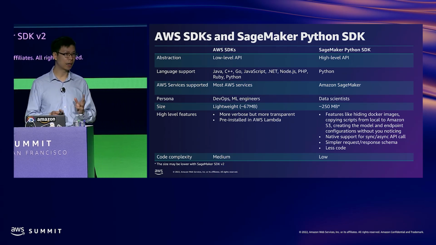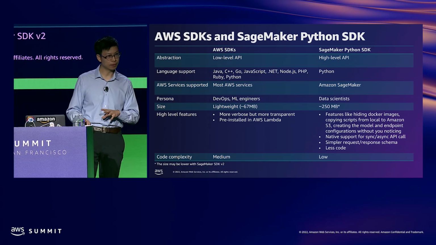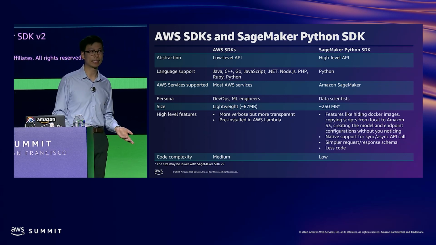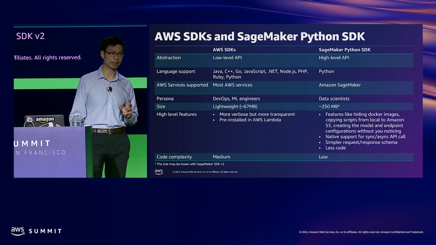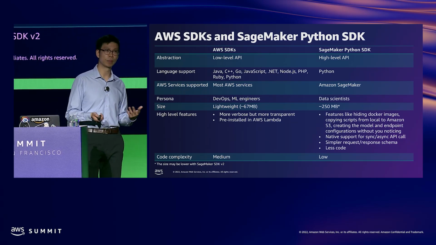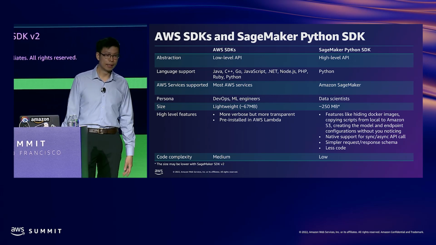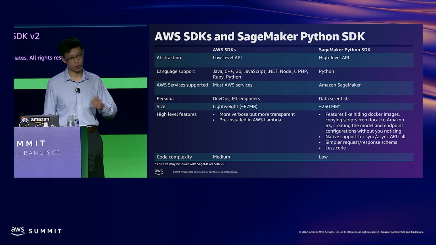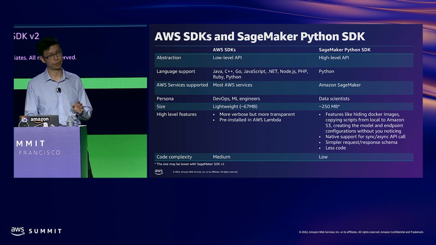Now we can take a look at the SageMaker Python SDK. This set is a bit higher level. We actually wrap multiple AWS SDK calls into one just to make it easier to use. It's only available in the Python language for the Amazon SageMaker services. And it's really intended for data scientists, and in terms of size, it's slightly bigger. But the trade-off is that it's easier to use, you get simpler request and response schemas, and you just write less code in general. So what I recommend is you start with the SageMaker Python SDK, and if needed, you can also bring in the AWS SDK for things that aren't supported in the SageMaker SDK.